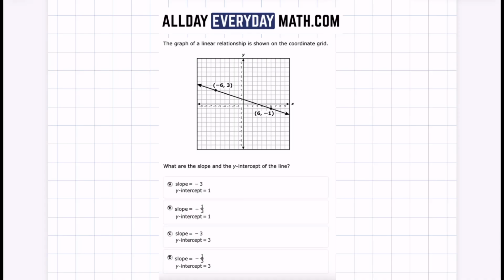So the first thing we're going to do is look at the y-intercept, and on our graph, we can see that our line crosses the y-axis right at positive 1. So that means our y-intercept is 1, and we can eliminate letter C and letter D.